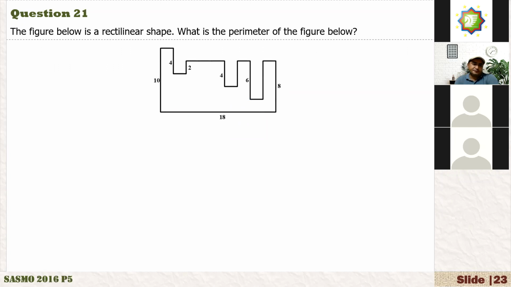Okay, next question. Can I read? Yes, read it. The figure below is a rectilinear shape. What's the perimeter of the figure below? Okay, what does rectilinear mean? That means that all sides are straight lines. And what is the perimeter of the figure below?